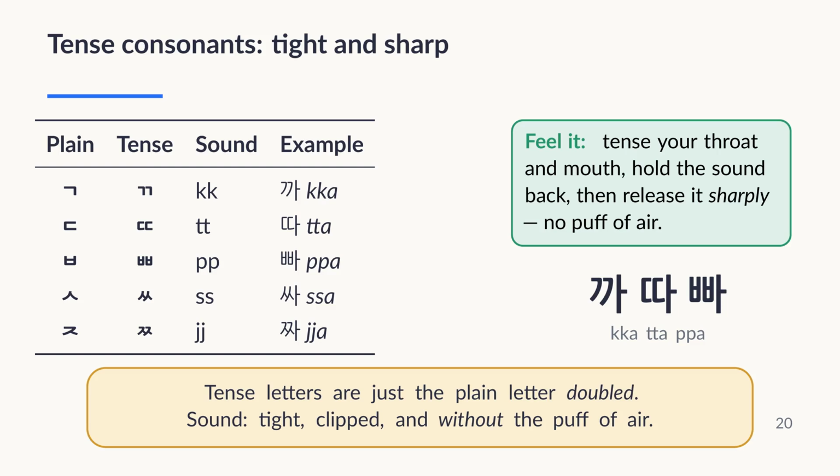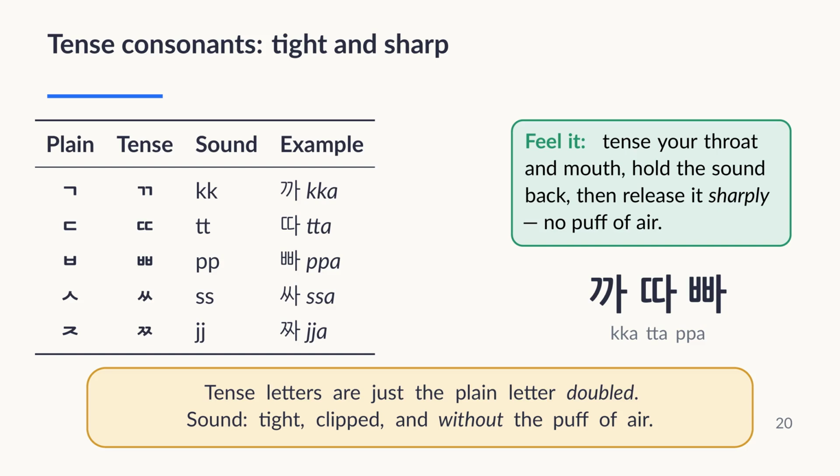Now how do they sound? A tense consonant is tight, sharp, and clipped. Here is the trick to feel it. Tense the muscles in your throat and mouth. Hold the sound back for a tiny moment as if building pressure, and then release it suddenly. Crucially, unlike the aspirated sounds, there is no puff of air. If you hold your palm to your mouth, you should feel almost no breath.